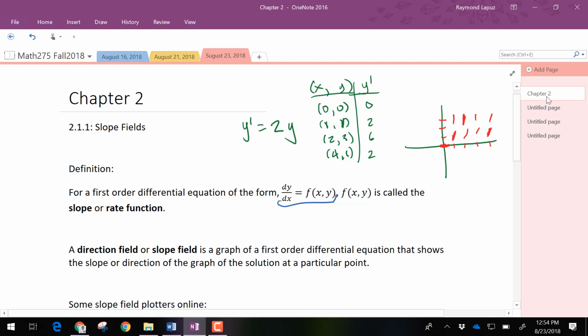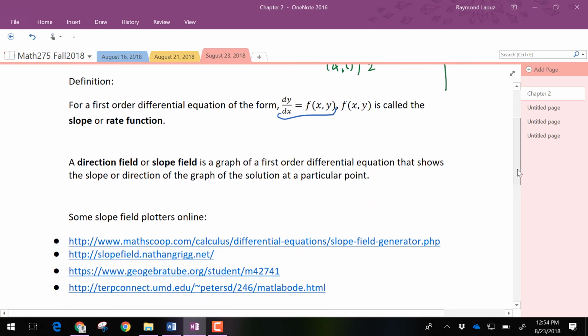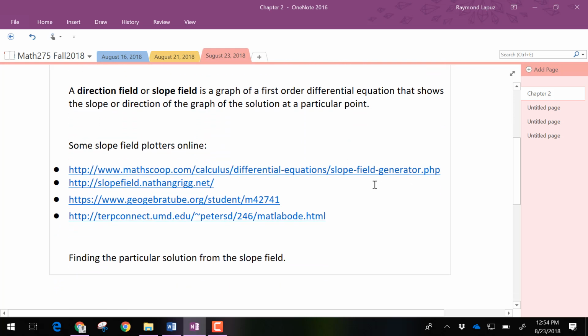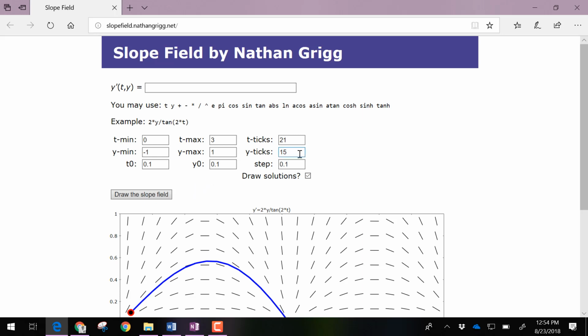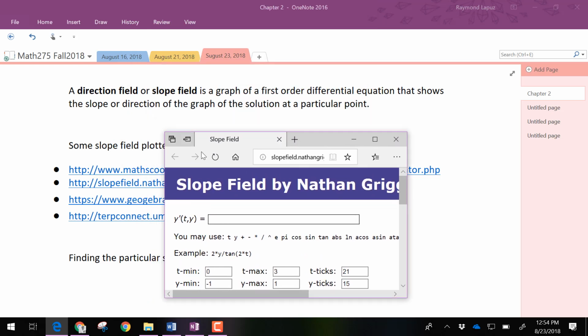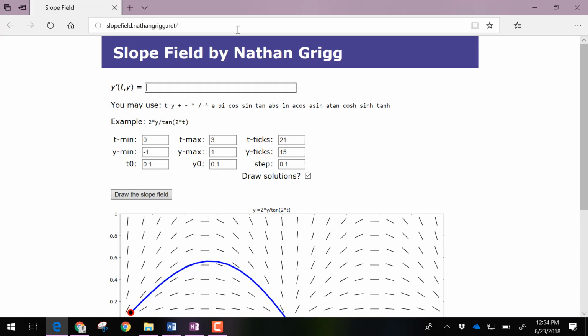Well, again, this whole process is pretty tedious to do by hand. So I would encourage you to check out some links to draw out the slope fields. Our slope field example was 2 times x or 2 times y.